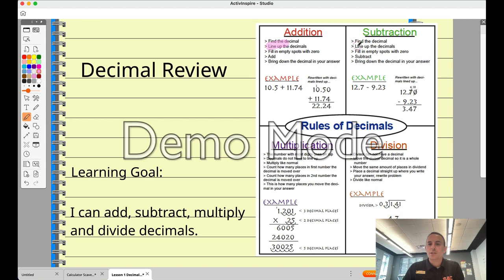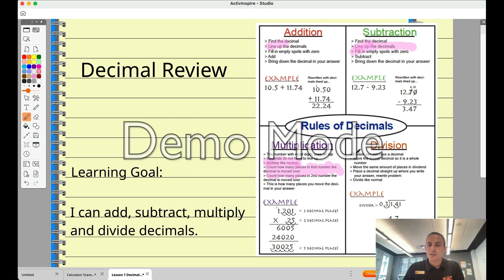Same here with our subtraction. Make sure we fill our empty spaces with zeros here. That's going to be our key here, same on this one. Then our multiplication, we're going to multiply like normal. Okay, and then we're going to count how many places are in our factors, and the decimals moved over to the same thing in the answer.